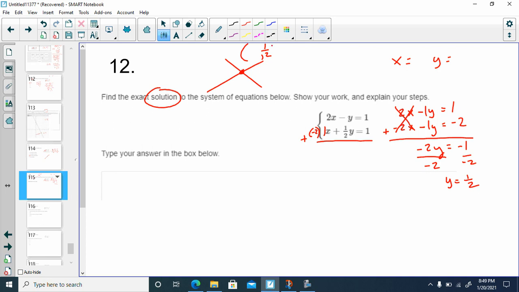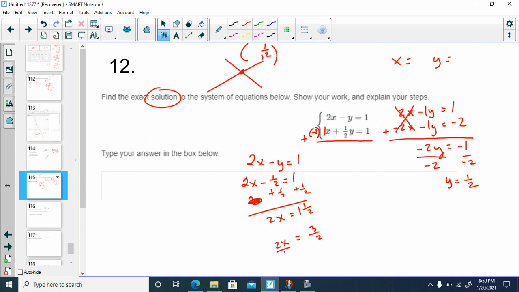To find the x, I need to plug it in. Plug it into either one. How about this? 2x minus y equals 1. Okay, 2x minus 1/2 is equal to 1. All right, so let's add 1/2 to both sides. I've got 2x is equal to 1 and 1/2. 2 times 1 is 2 plus 1 is 3. This is 3/2. 2x is equal to 3/2.